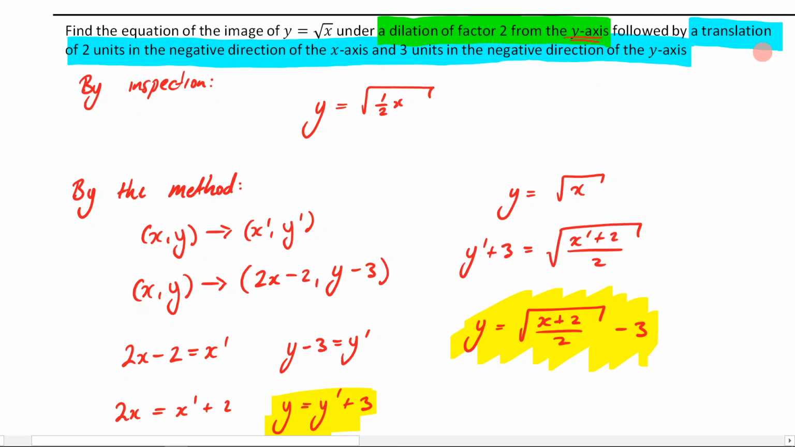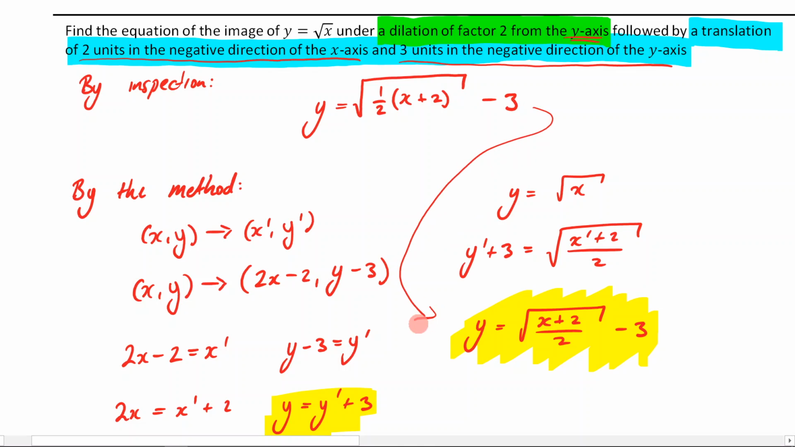Then, if I'm translating 2 units in the negative direction of the x-axis, this is where people make the mistake, into the x position right here, so let me just make this a bit bigger. Into the x position, I'm going to sub in x plus 2. And then I have 3 units in the negative direction of the y-axis, which is going to be minus 3. Let me just fix up this square root because it's kind of ugly. Let's make a pretty square root. There it is. That would be our answer. And this is the same as that right there.